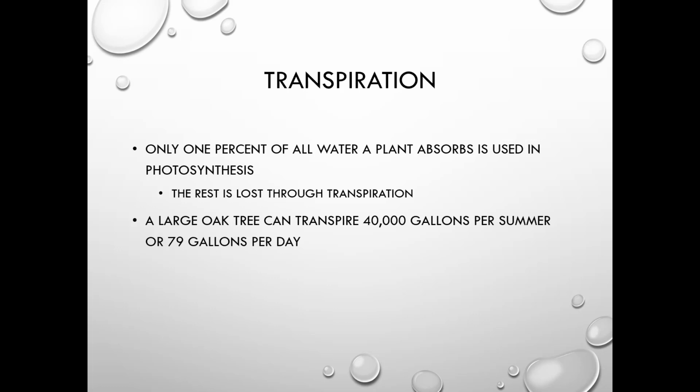And, loss is, I'm not sure I like that word. It's just part of the water cycle. But it's good to know that a large oak tree can transpire 40,000 gallons per summer or 79 gallons per day.